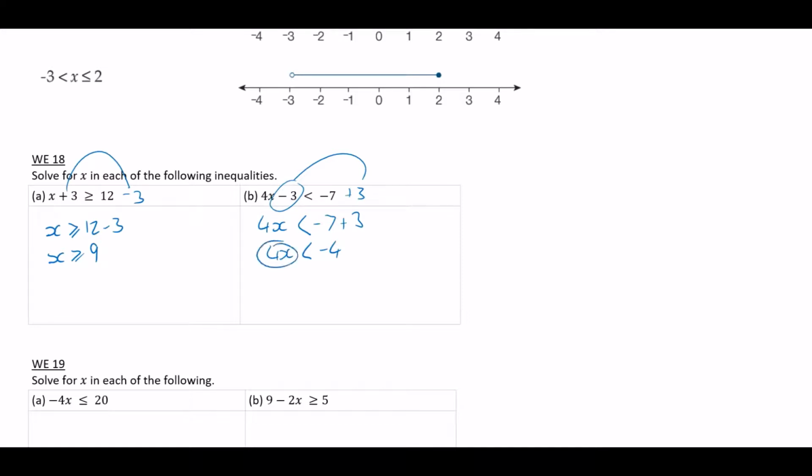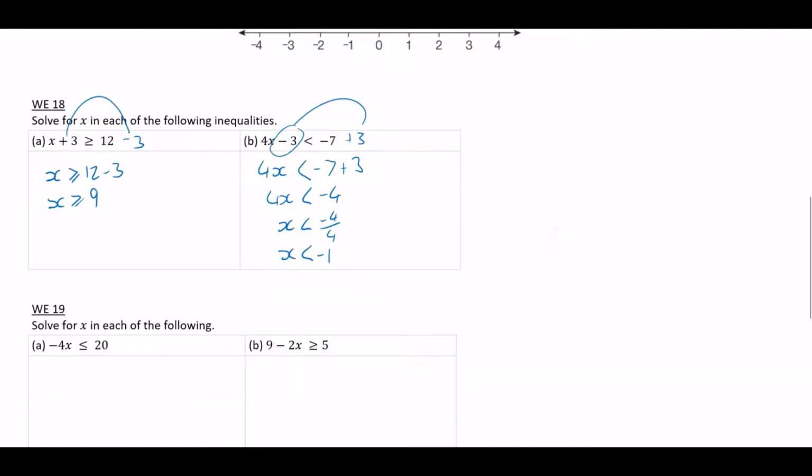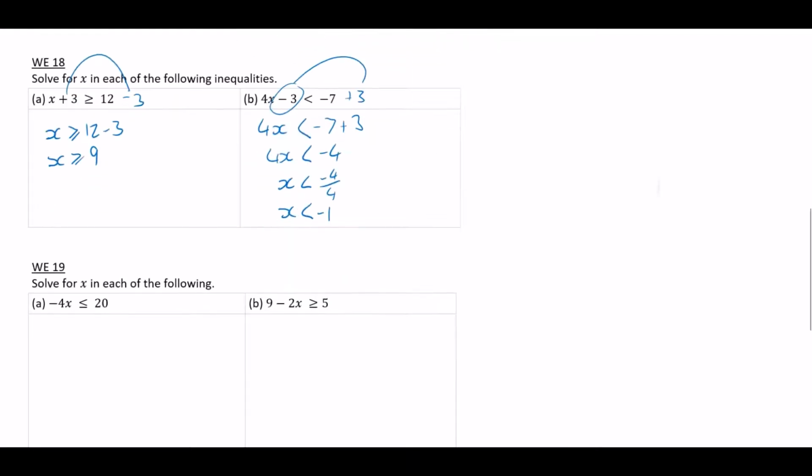I need to get x on its own still, so I'm going to divide both sides by 4, and I will get x is less than -4 on 4, so therefore x is less than -1, because -4 divided by 4 is -1, since I have a negative divided by a positive. I can leave that there. I've solved it. I've got x by itself over here, and I have a single number over here, -1.